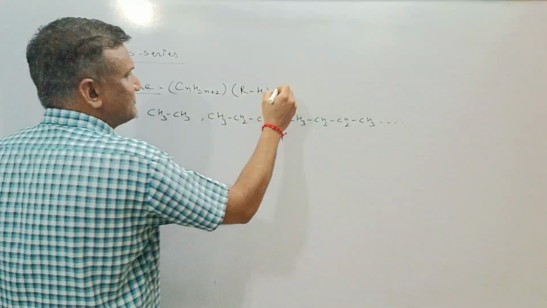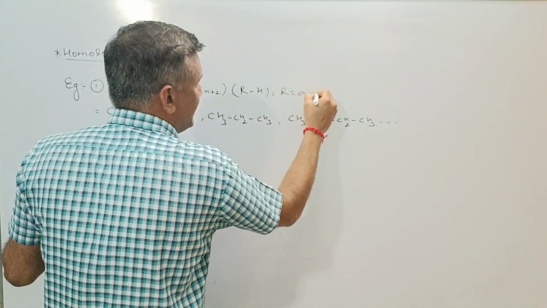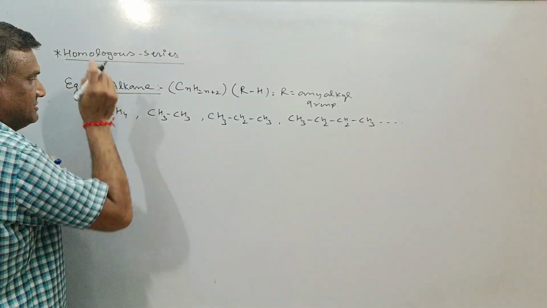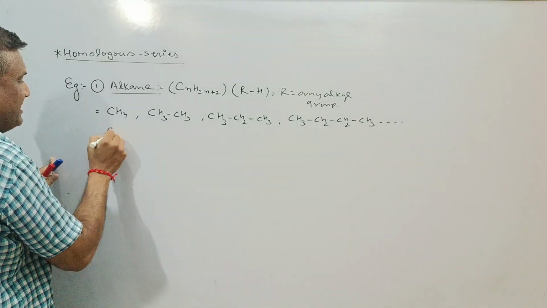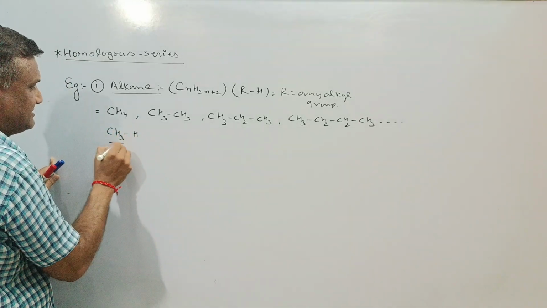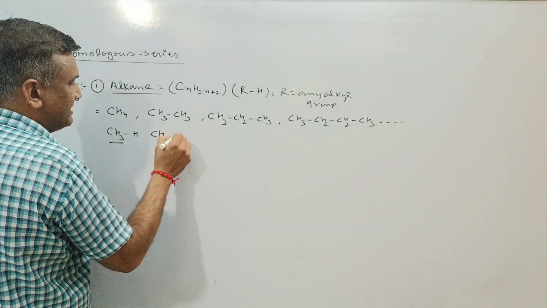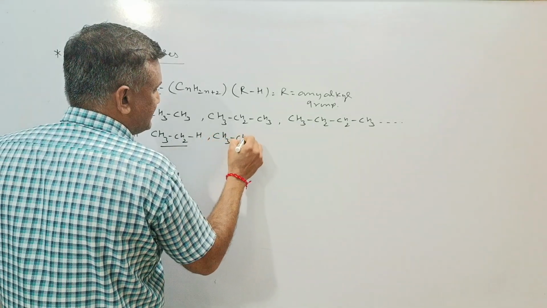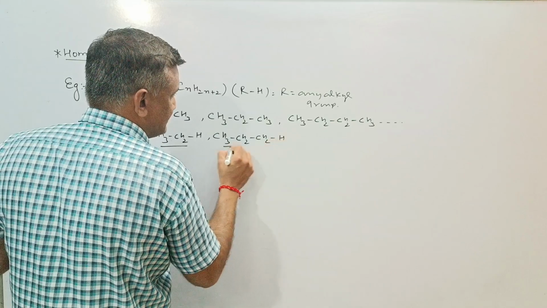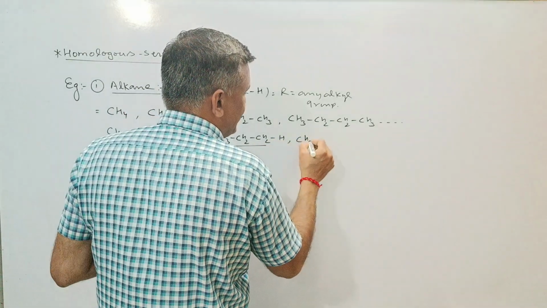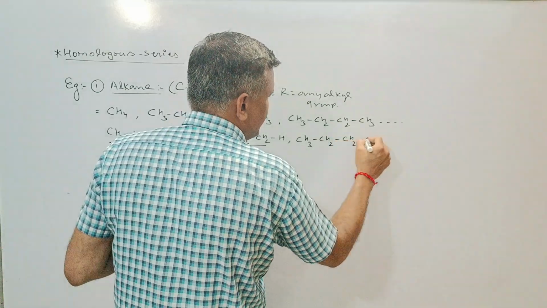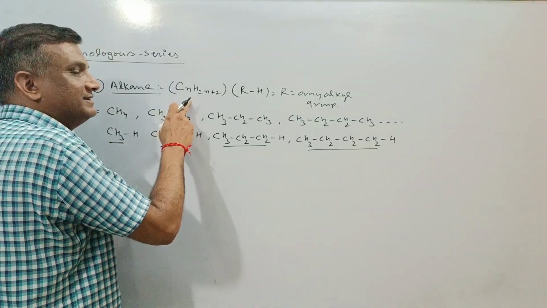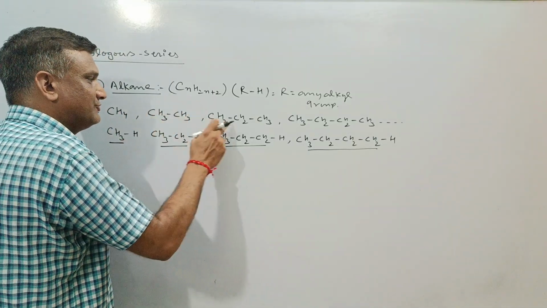RH, where R is any alkyl group such as methyl, ethyl, and so on. So if we go with this, it will be CH3 and H, with the methyl group. Then CH3CH2H, this is the ethyl. Then CH3CH2CH2 and H, this is n-propyl. Then the alkyl group CH2CH2CH2H, this is the n-butyl. The common formula is the same, with n equal to 1, 2, 3 and 4.